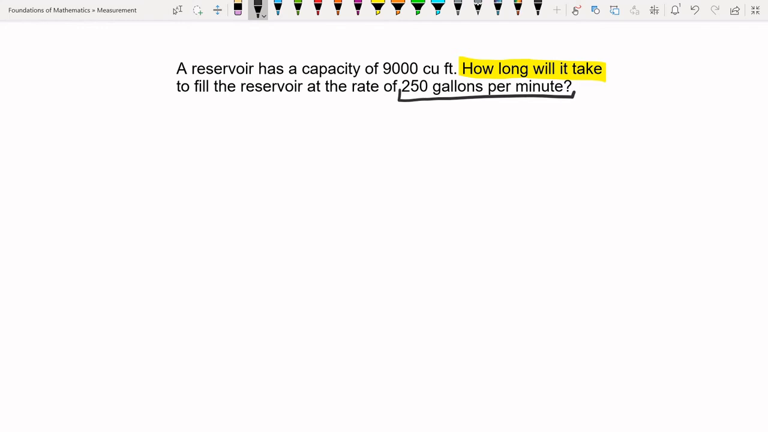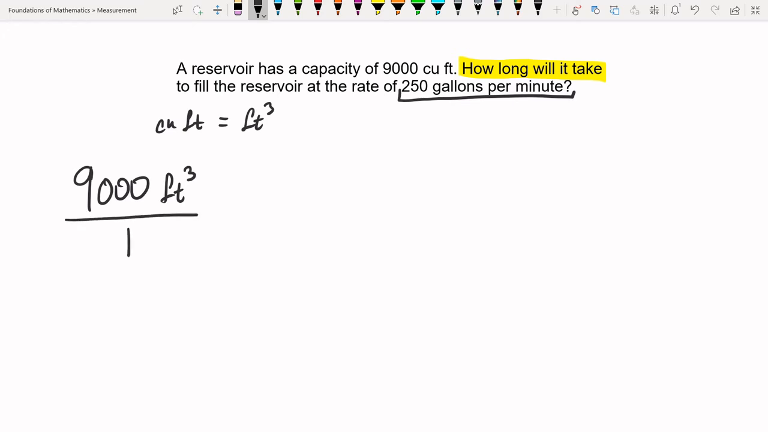Now, the problem, of course, is that we have 9,000 cubic feet and we have 250 gallons. So our first goal is to take 9,000 cubic feet. I'm going to write it like this: cubic feet is the same thing as feet cubed. Feet cubed is more natural when you're doing the mathematics because you can actually use that idea in the conversion.